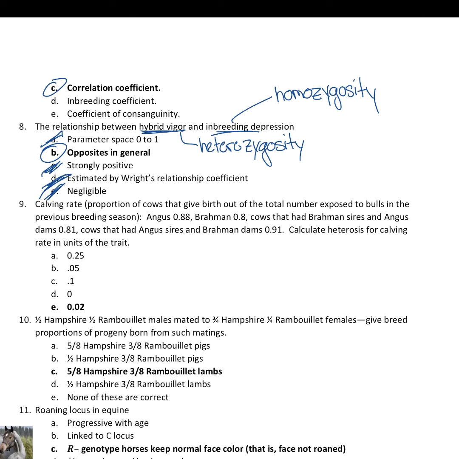Moving on to number 9, we have our calving rate, and we have our Angus calving rate of 0.88 and Brahman calving rate of 0.8. We then have crossbred cows with Brahman sires and Angus dams at 0.81 and Angus sires with Brahman dams of 0.91. So we're calculating the heterosis. Remember, heterosis is the difference in the averages between the parental breeds and the crossbred breeds.